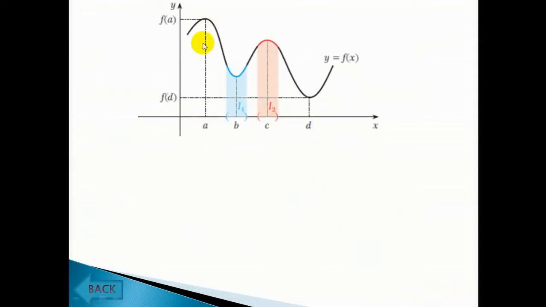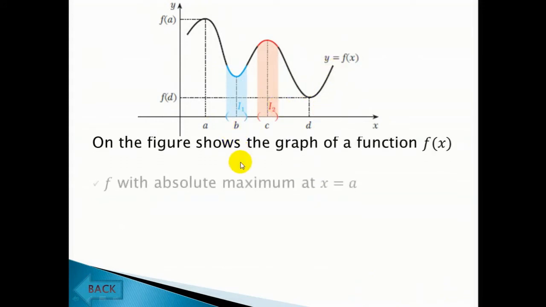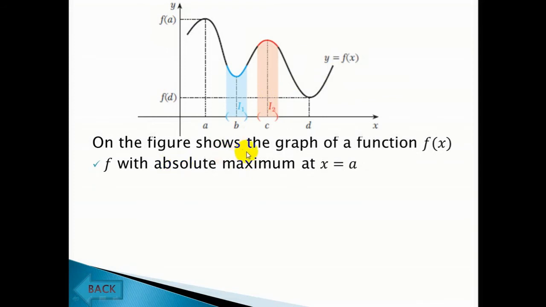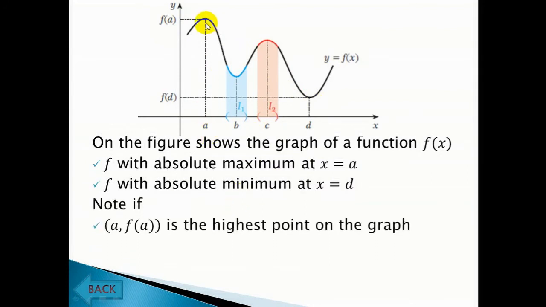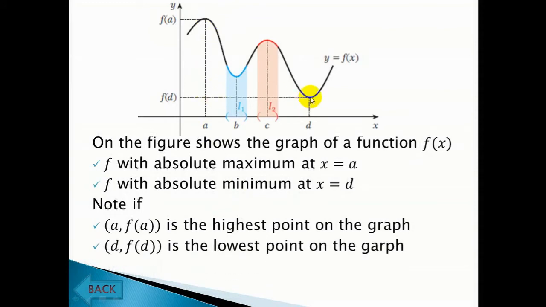In this graph, we can see this is a function f(x). It shows f with an absolute maximum at x equals a. Why is this one the absolute maximum? Because a is the highest point. So that's called the absolute maximum. And the lowest point here is d, so d is the absolute minimum. A is called the highest point, and (d, f(d)) is called the lowest point.